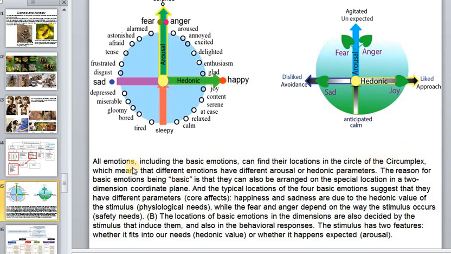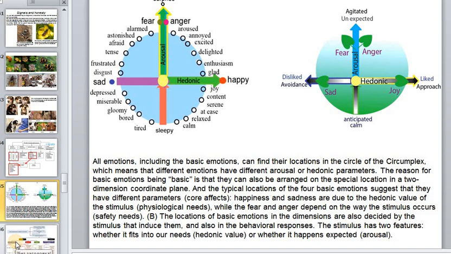All emotions, including the basic emotions, can find their location in the circumplex model, which means that different emotions have different arousal and hedonic parameters. The reason for basic emotions being basic is that they can also be arranged by spatial location on a two-dimensional coordinate plane, and the typical location of the four basic emotions is such that they have different parameters like affect. And we will talk about emotion.